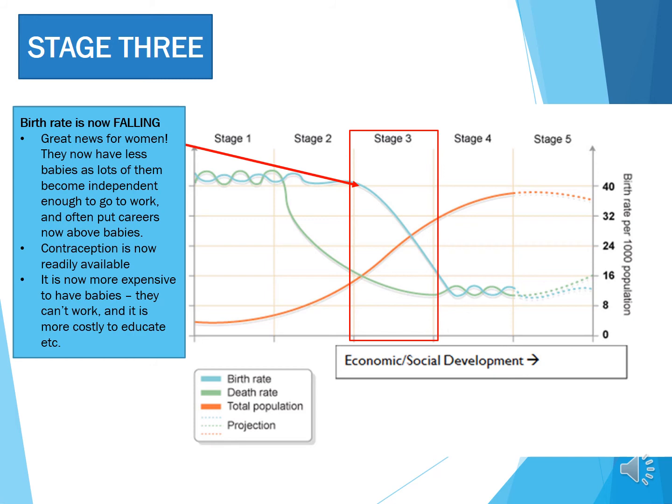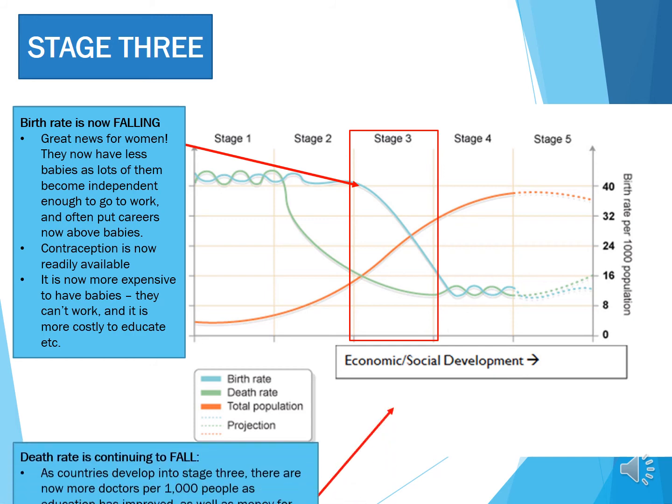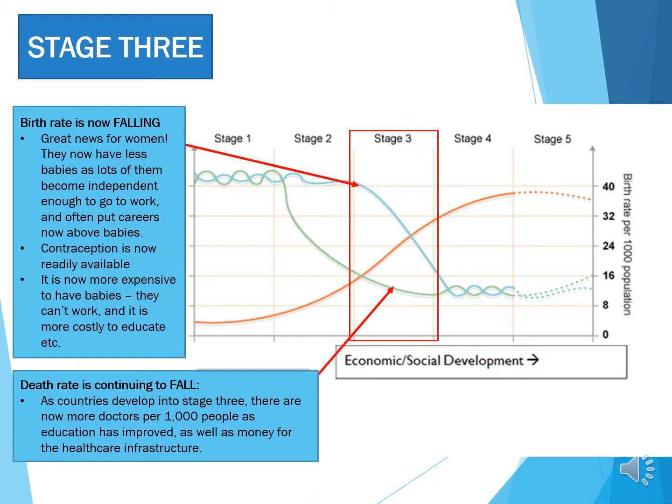So stage 3 is where the big changes happen, and it's where countries now start to see their fortunes turn around and start to get a lot richer and start becoming more socially developed. The death rate continues to fall as they move into stage 3. These countries, there are now more doctors per 1,000 people because education has improved, as well as there is now more disposable money for healthcare and for infrastructure. Because they're not spending so much money on babies and on population growth, they can now start investing in the infrastructure that they have to make that better.